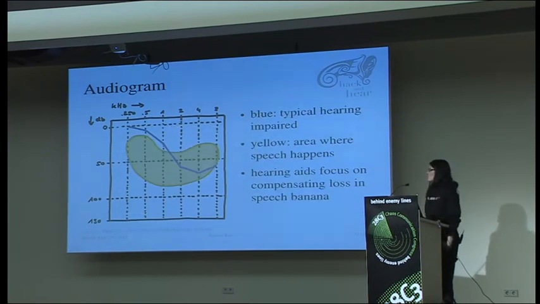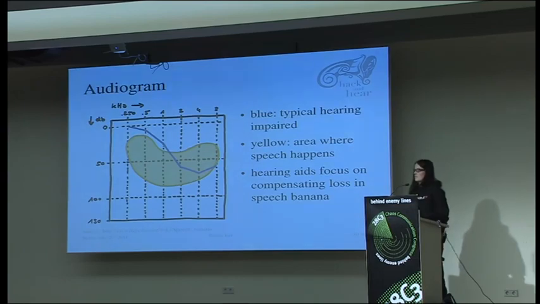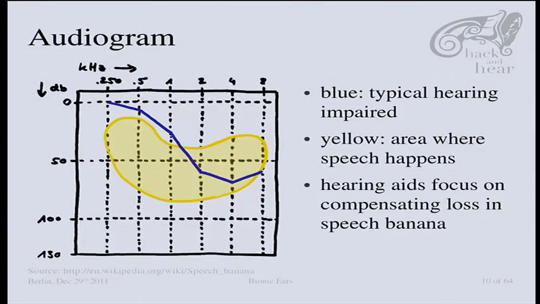Another thing is the area where speech takes place. This is called the speech banana, actually, that's a technical term for it. It varies, of course, according to the language and the speaker. For example, female speakers have a slightly different curve than male speakers. And this is the area where hearing aids target, because they are used to make you understand speech again, so they focus on this area actually.